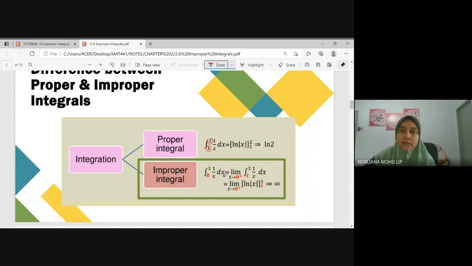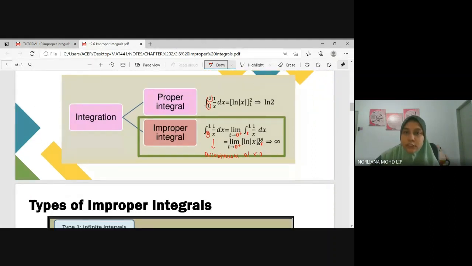For these improper integrals, the problem is at this interval, at 0. This function is discontinuous at x equal to 0. So we have to solve it using improper integrals. This is the different method. For improper integrals, we have to use the concept of limit to solve this integration. This is the difference between proper and improper integrals, because this function is discontinuous at x equal to 0, you have to use the concept of limit.